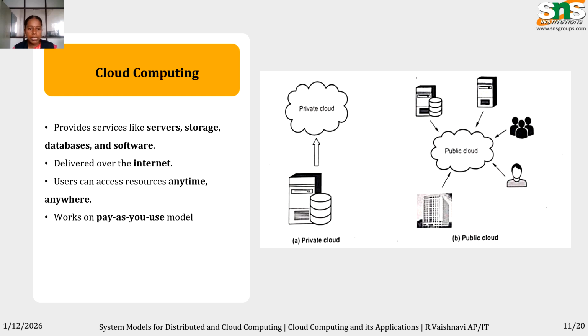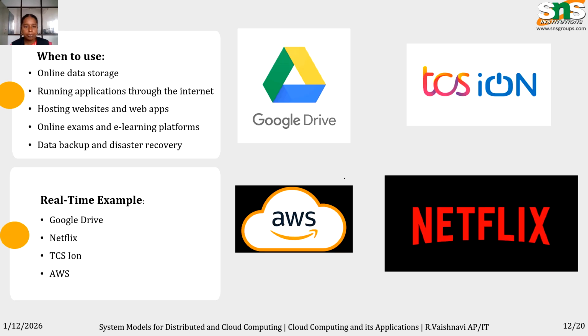Fourth model will be the cloud computing model. It provides services like servers, storage, database and software. They are delivered over the internet. The users can access the resources anytime and anywhere. It works on a pay as you use model. Here we have two types, that is public cloud and private cloud.